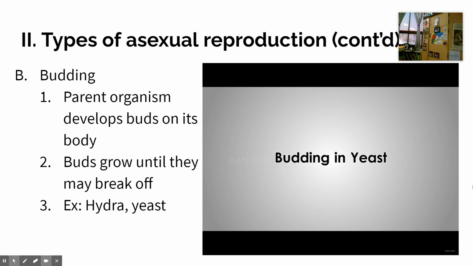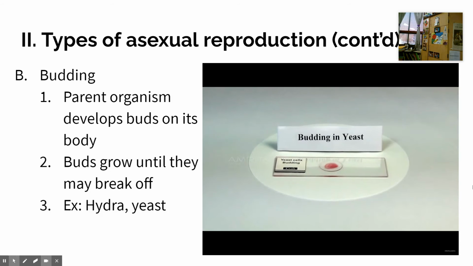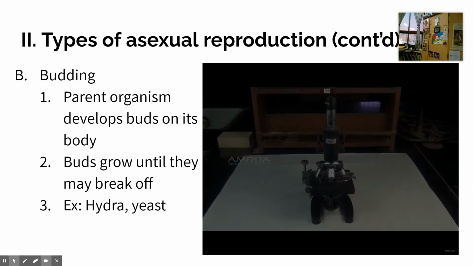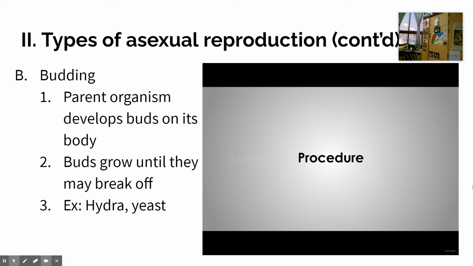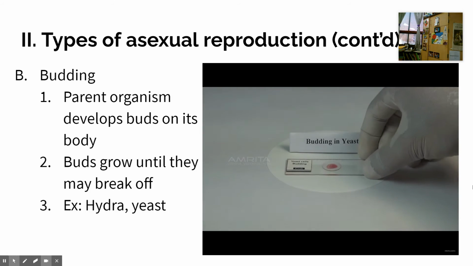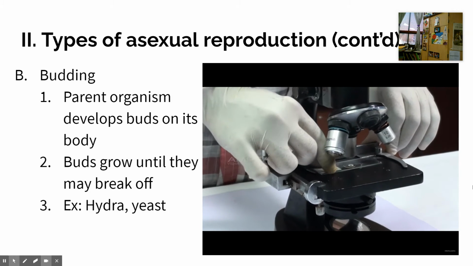Budding in yeast. Materials required: a permanent slide of budding in yeast and a compound microscope. Procedure: take the permanent slide of budding in yeast and place it on the stage of the compound microscope.